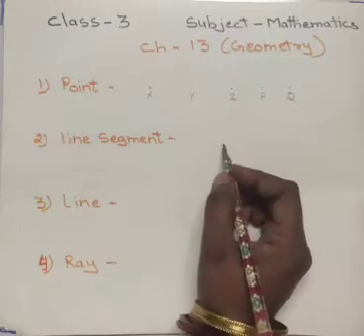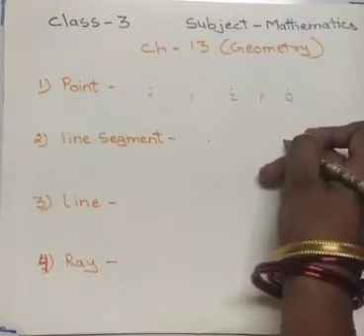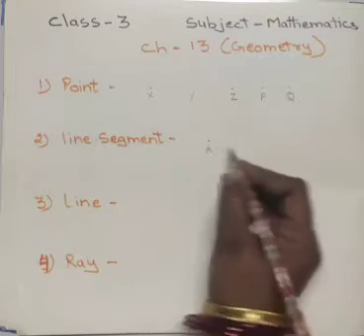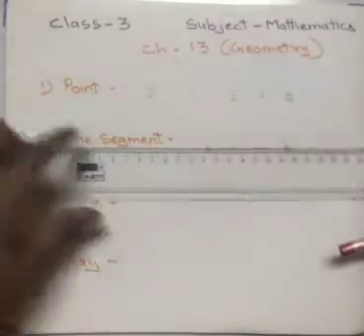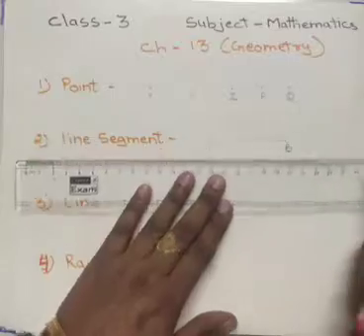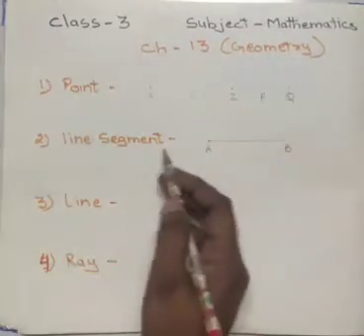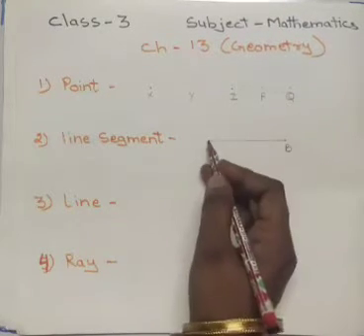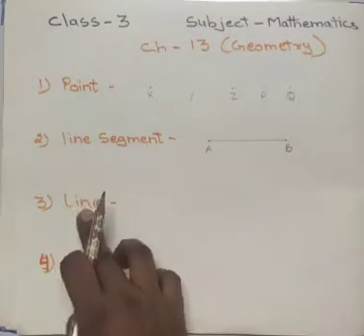Now let's move on to line segment. A line segment is the shortest distance between 2 points, for example, point A and B. Using a ruler, if you draw a line between these 2 points, it becomes a line segment AB. Now it has a beginning and an end. It starts from one point and ends at one point. It's a line segment.